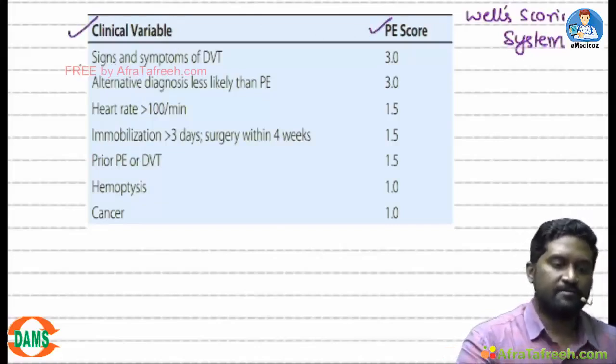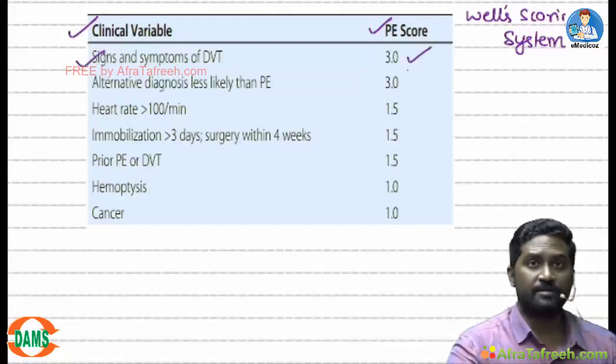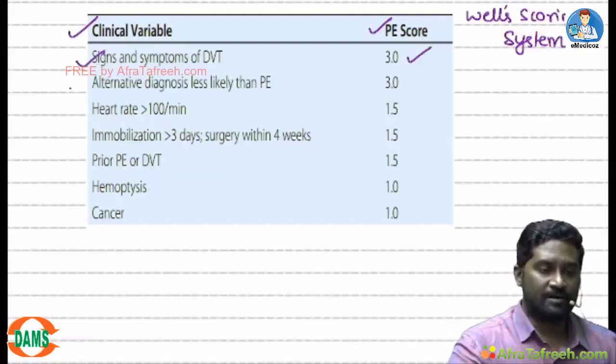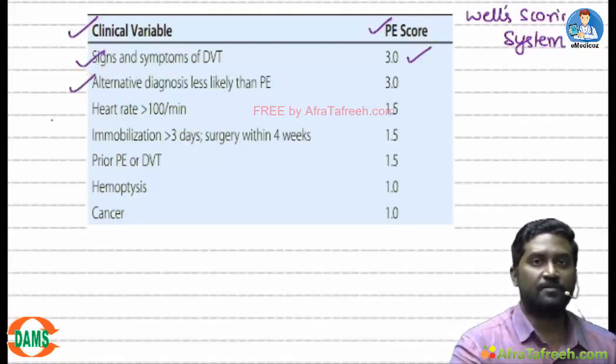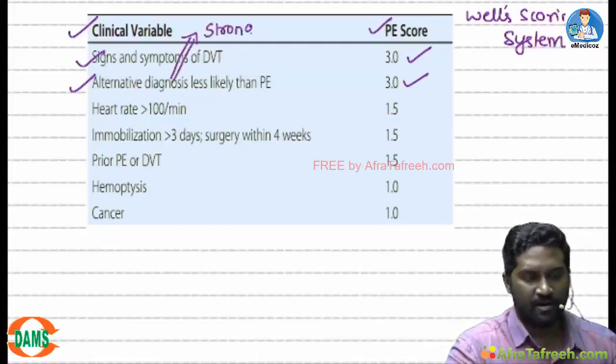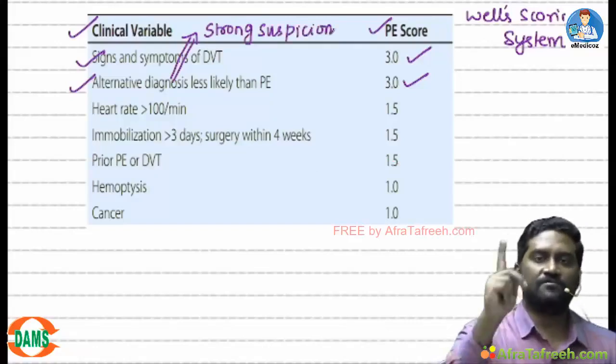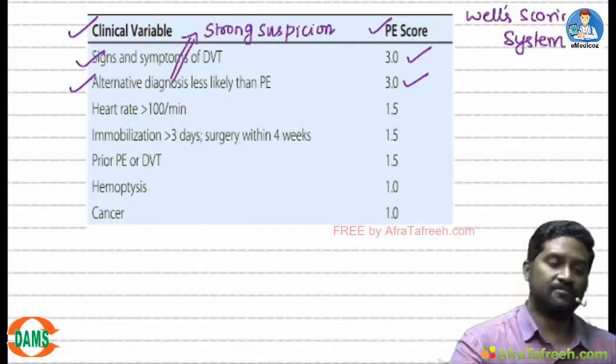If the patient is having signs and symptoms of DVT, the score will be 3 points. Alternative diagnosis less likely than pulmonary embolism, score will be 3 points. Alternative diagnosis less likely than pulmonary embolism means you are having a strong suspicion that this is pulmonary embolism, that inner gut feeling.